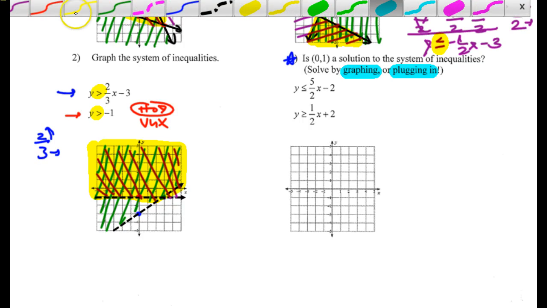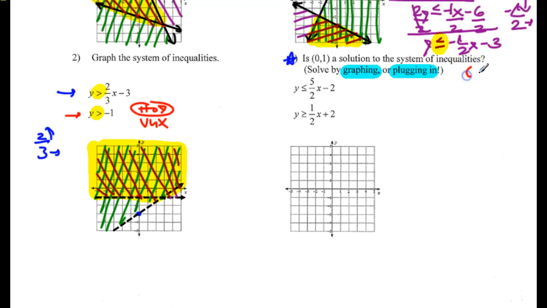Remember, anytime we're checking an answer, we can just plug it in. So here's the thing. We're checking this answer, 0, 1. And remember, every point is written as x, y. So that means this is the x value, this is the y value. That's what I'm going to plug in. Alright, so if I plug that into one of them at a time, the y is 1. That's it. Less than or equal to.